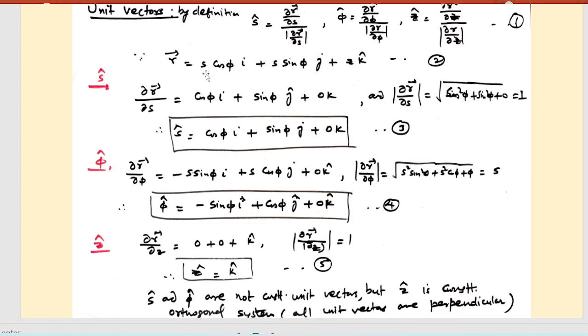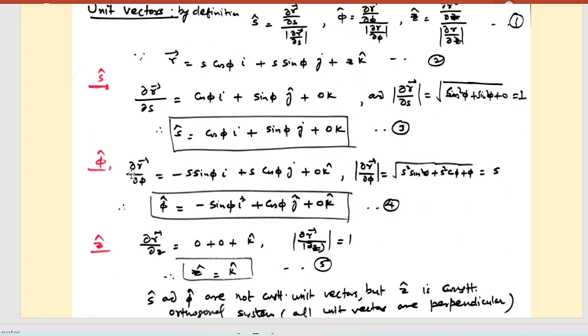So now delta r by delta s: s will be differentiated, cos phi is constant, so cos phi i plus sin phi j, plus it does not have s, so it will be 0 k. And this magnitude will be under root cos square phi plus sin square phi plus 0, that is 1. So s cap will be cos phi i plus sin phi j plus 0 k.